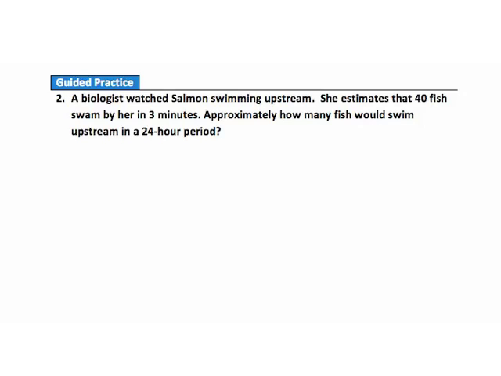Okay, well, let's start with that sample. So it looks like 40 fish in 3 minutes. And we want to use that now to make a prediction about a 24-hour period. Well, notice 24 hours is not the same unit of measure as minutes. So we need to come up with a number of minutes there for this sample. So we need to turn 24 hours into minutes. Well, there are 60 minutes in an hour. So the first thing we're going to need to do is we're going to need to come off on some scratch paper and multiply 24 times 60.